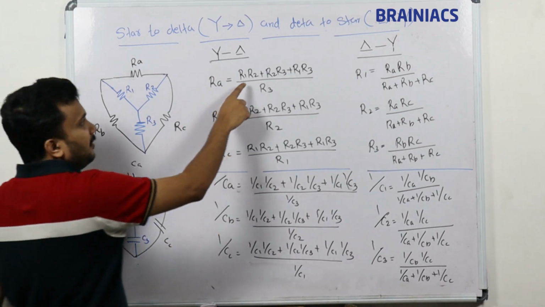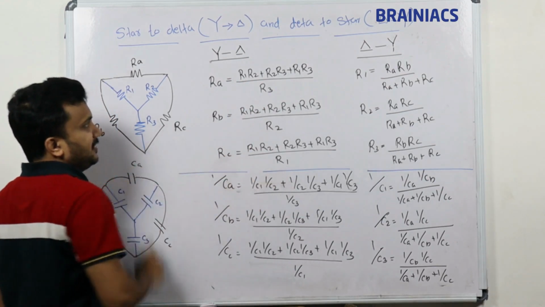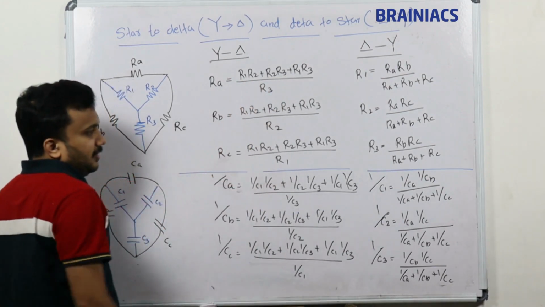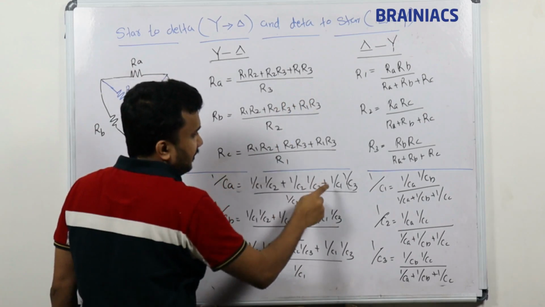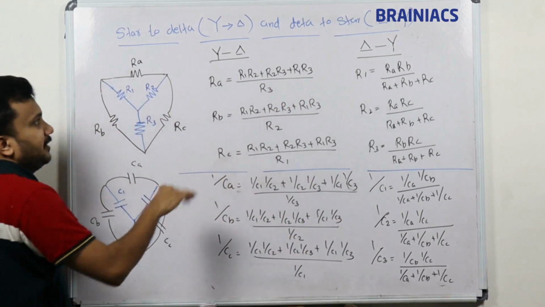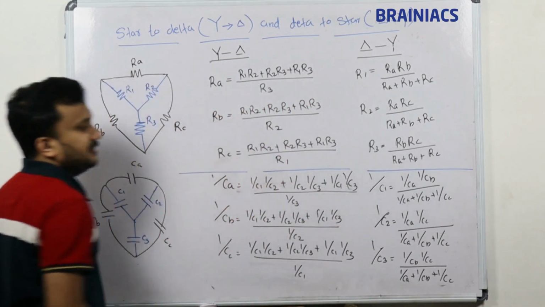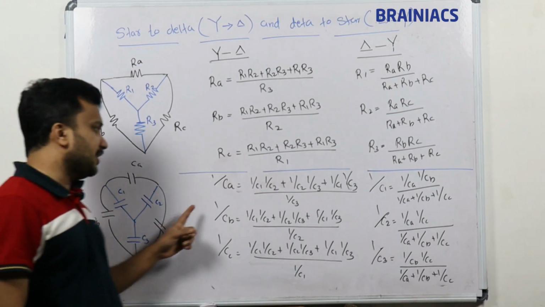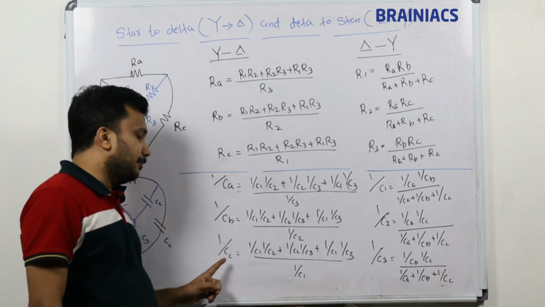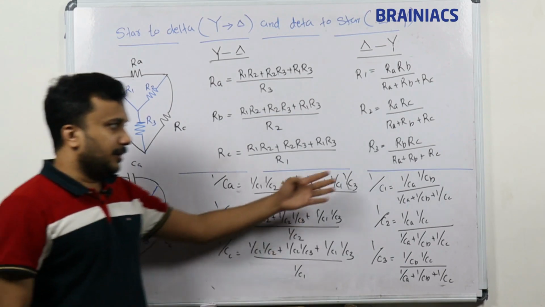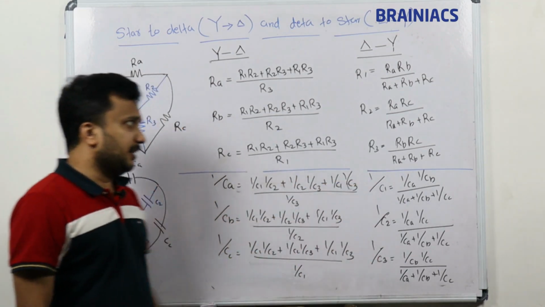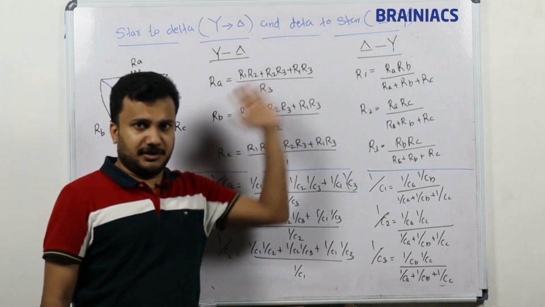Next one, what is available here is R1 R2, so 1 by C1, 1 by C2, plus R2 R3, 1 by C2, 1 by C3, plus R1 R3, 1 by C1, 1 by C3, divided by R3. R3 means 1 by C3 will come. Same case for 1 by CB, 1 by CC: 1 by C1, 1 by C2, 1 by C3 for delta to star network.